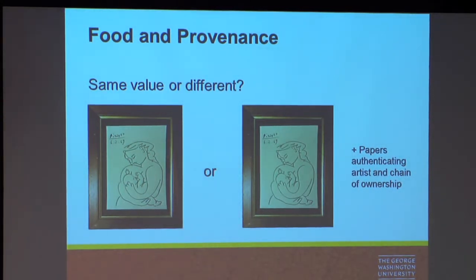This is from the art field first. That is a sketching. The one on the left I found online with one of the, like, eBay. It's Picasso. Which would have more value, the Picasso on the left or the Picasso on the right that had papers authenticating the artist in the chain of ownership? They're the same thing. But wait a minute, one of them has papers, yes? The one on the right, I agree. Okay, we're in agreement here.